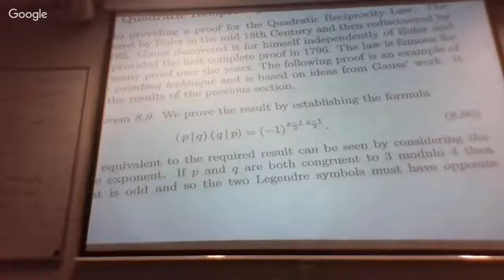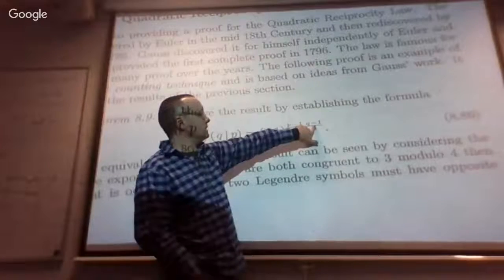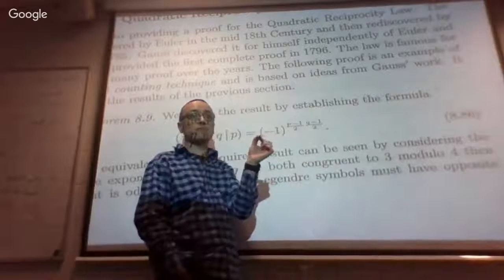In the case where they're both congruent to 3 mod 4, then when you subtract 1 from them, they're congruent to 2 mod 4.